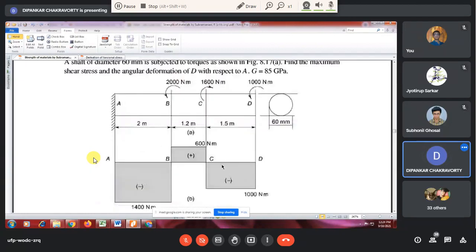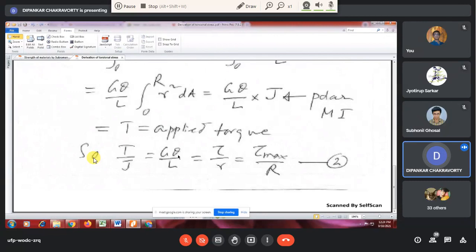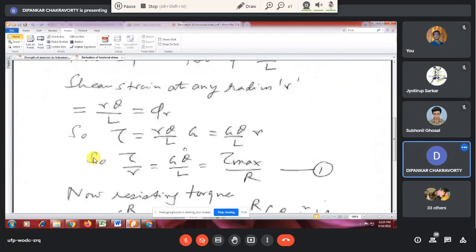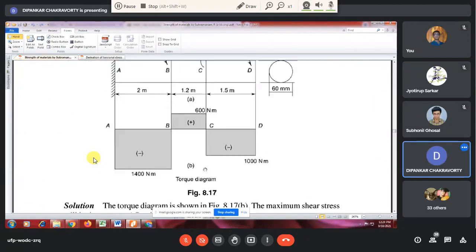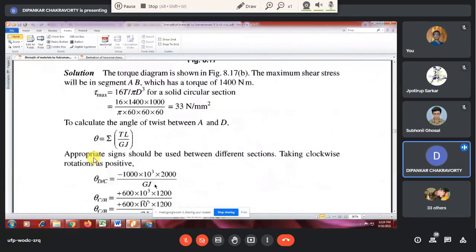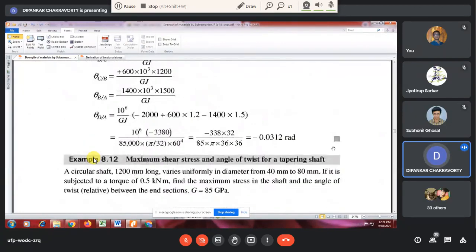I'm repeating. The value of theta which has been given here is basically the relative rotation between this section and that section. So if this section is fixed, then the relative rotation becomes the rotation of this end. But if this particular section itself is rotating, then that rotation has to be superimposed with this one. Exactly that has been done here. All the rotations have been algebraically added. Is it clear to you?